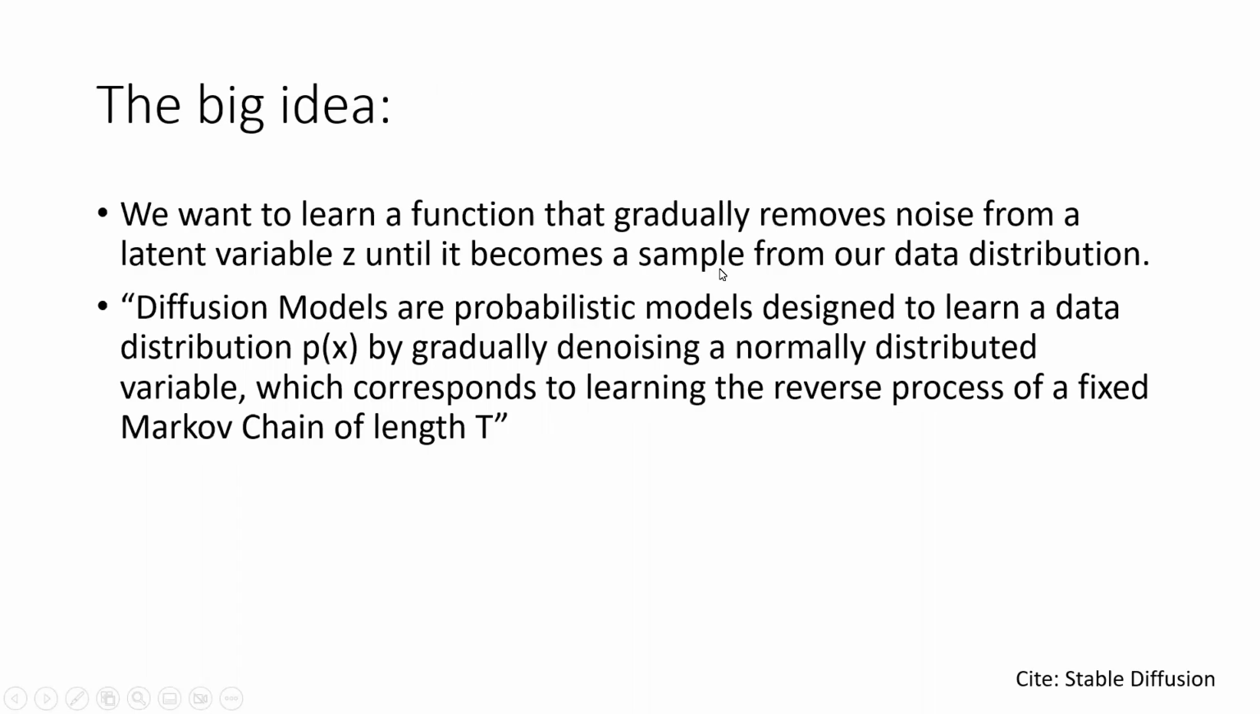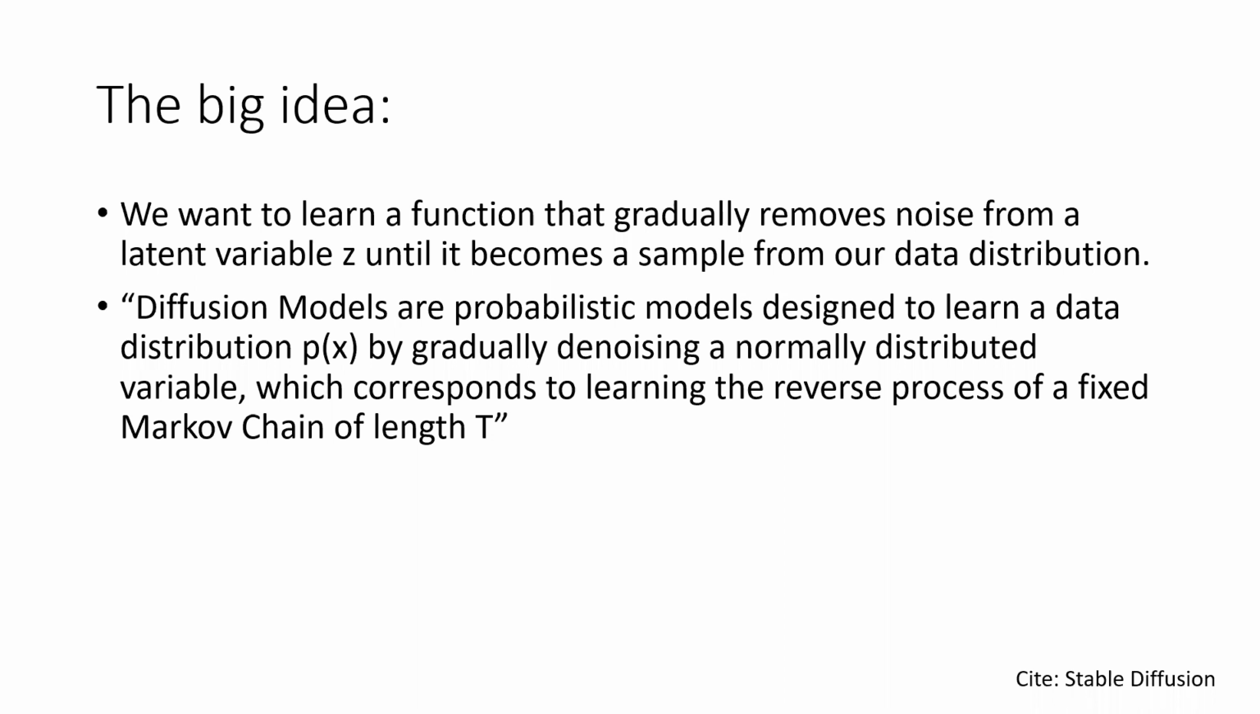Okay, so today we're talking about diffusion models. What are diffusion models? Basically, we again are dealing with latent vectors z, and we want to learn a function that denoises a sample z into a sample from our data distribution. A quote from the stable diffusion paper says, diffusion models are probabilistic models designed to learn a data distribution p of x by gradually denoising a normally distributed variable, which corresponds to learning the reverse process of a fixed Markov chain of length T. I wanted to include this just because I think it sums up diffusion models very clearly.